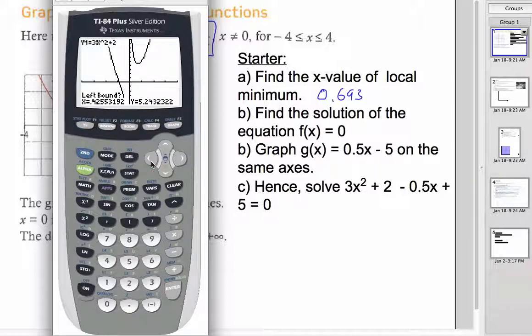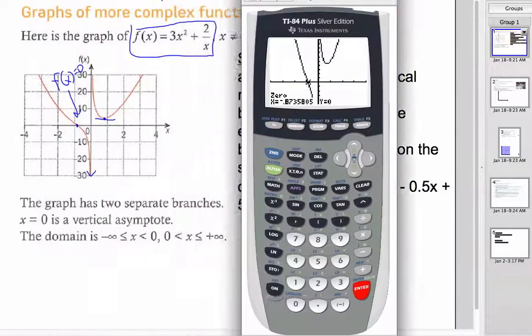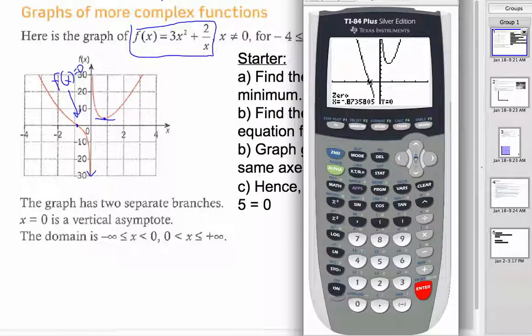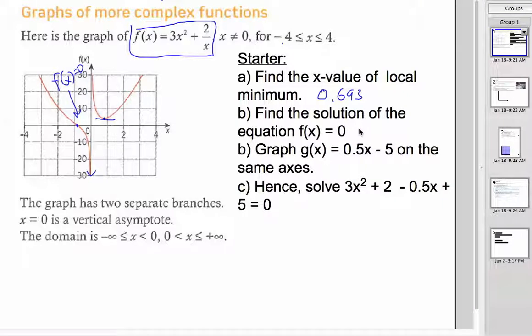Okay, so I'm going to go over towards that x-intercept to get the left bound. Then I'm going to go get the right bound. Then I'm going to go directly on to that x-intercept. And we get negative 0.874. Negative 0.874. And you can say actually x equals that, so that's the value of x at the x-intercept.